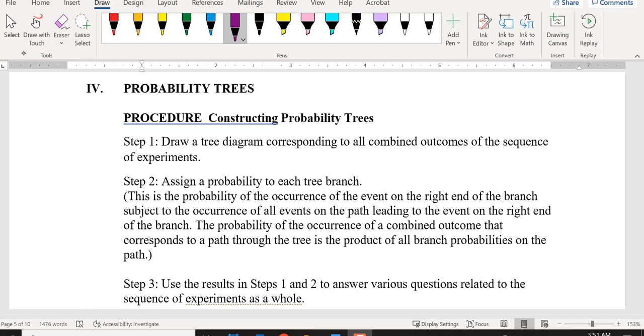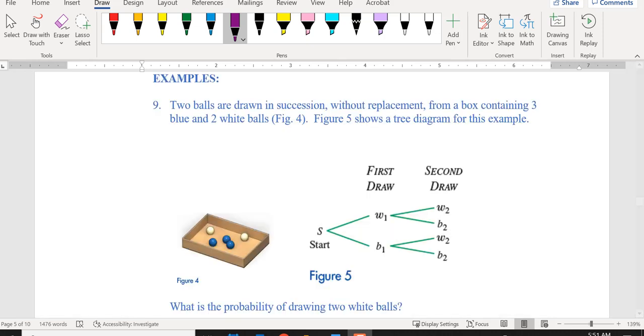Step 3, use the results in step 1 and 2 to answer various questions related to the sequence of experiments as a whole. So let's look at some examples. Number 9, 2 balls are drawn in succession without replacement. That's important, without replacement. From a box containing 3 blue and 2 white marbles. So if you look over here in the box, we have 3 blue and 2 white marbles.